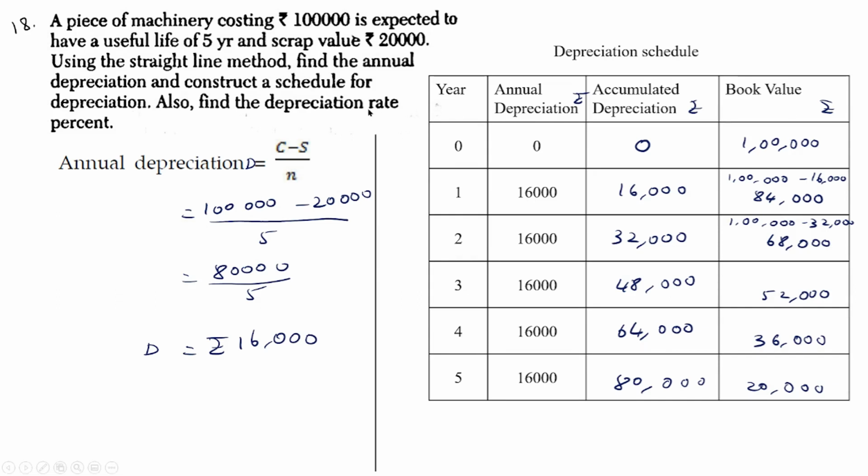Next, we have to find the depreciation rate percent. The depreciation rate percent is calculated as D upon C minus S into 100. It is 16,000 upon 80,000 into 100. So this is equal to 20%. This is the depreciation rate.